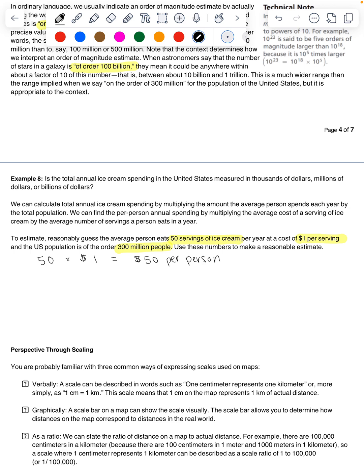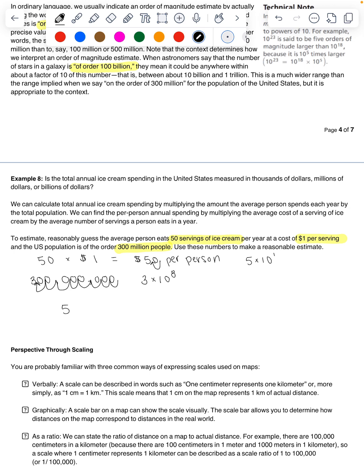Now we've got to figure out how to multiply that by 300 million. Well, let's write out 300 million to figure out what it would be in scientific notation. So I move the decimal 8 times. So I've got 3 times 10 to the 8th is 300 million. I want to multiply that by $50 per person. Well, let's go ahead and also put 50 in scientific notation. That would just be 5 times 10 to the first power.